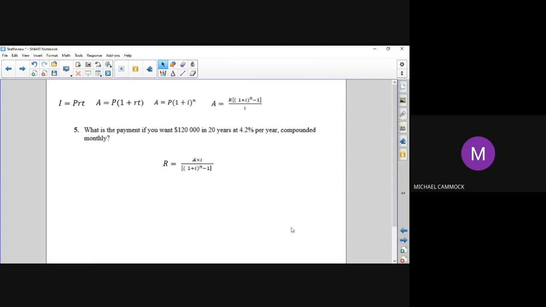And then this one was another annuity question. But now we know the amount we have in the future. What we're trying to figure out is the monthly payment. That's what the R is. R is a regular payment. We know the $120,000. That's going to be your A.